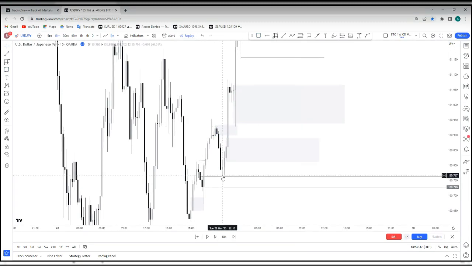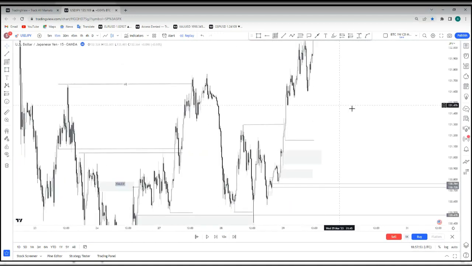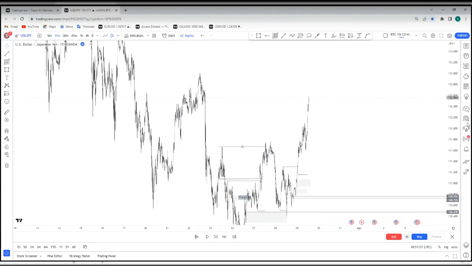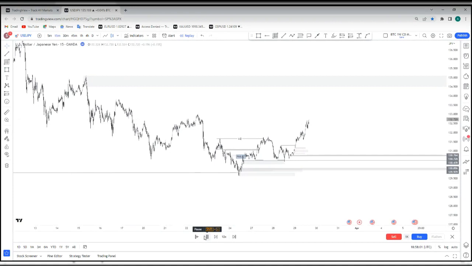So if you miss here, this is another entry for you. This place also has been mitigated, going like that. So you can see how I bring out the demand from 4 hours to 15 minutes. Let's see. Maybe the final TP hits.